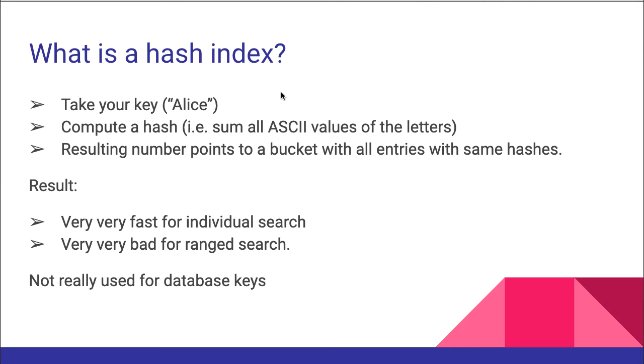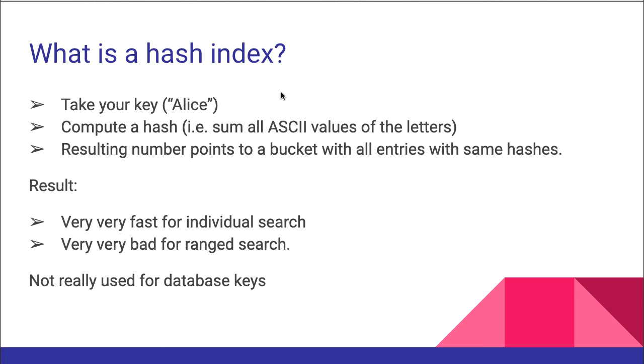So this makes it really, really fast for individual search, but it obviously makes it really, really bad for ranged search, right? If I want to find all the people whose first name starts with A, they're all going to be in different buckets. Alice, Avery, Adam, right? All those names, when I put them through a hash function, are going to give me a different number at the end of it. So all the A names, or most of them anyway, are going to be in completely different buckets, and I'm just going to have to go search through those buckets anyway.